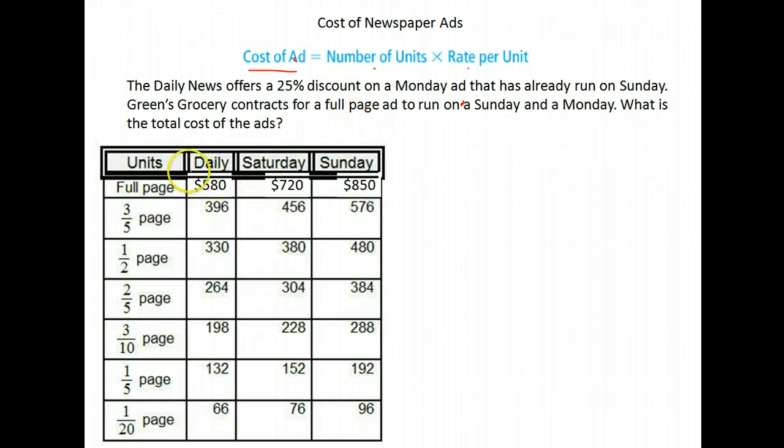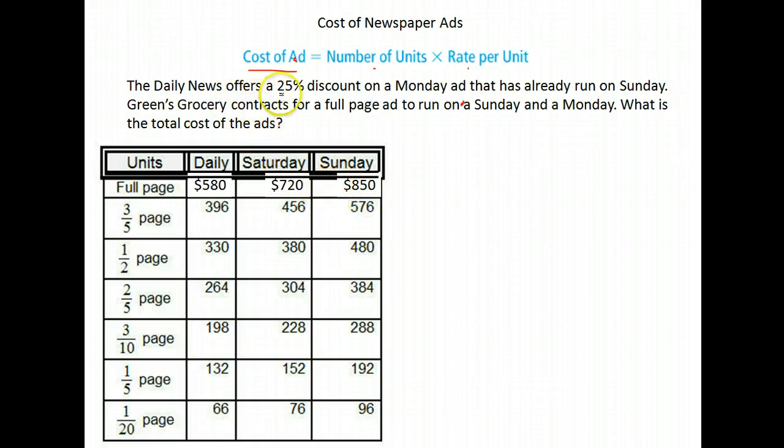Now notice in this you have different rates depending on how large your ad is. If it's 1/20th a page, a fifth, 3/10, 2/5, a half, 3/5, or if you want a full page. The price also varies depending on whether it's a daily paper, because those are less read and sell for less money, as opposed to a Saturday or a Sunday paper, which are read more often, and so the ad space costs more. So let's take a look at this example.